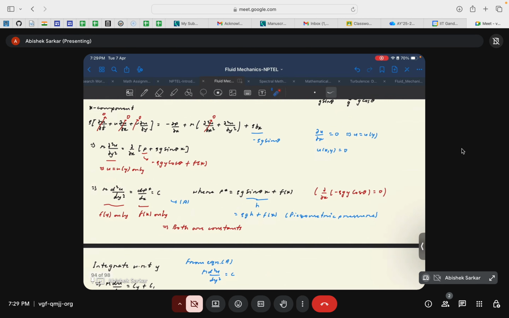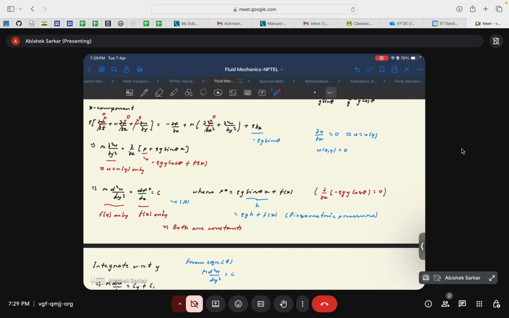So from now, since ∂/∂z is equal to 0 and ∂u/∂z is equal to 0, because ∂/∂z of any term is equal to 0, from that you can easily tell that u is only a function of y.